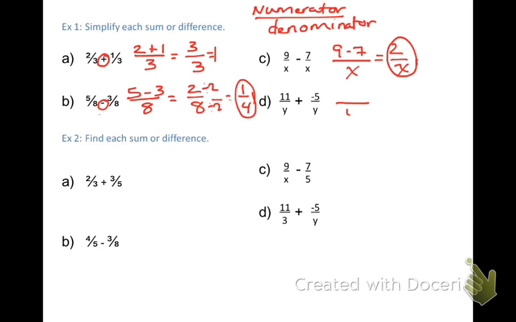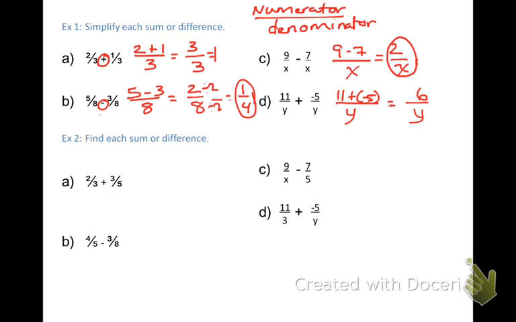D. Our common denominator is y. And we go 11 plus negative 5. They're opposite signs, so you want to subtract in your head. So that would be 6. And 11's bigger than negative 5, so it's a positive 6.